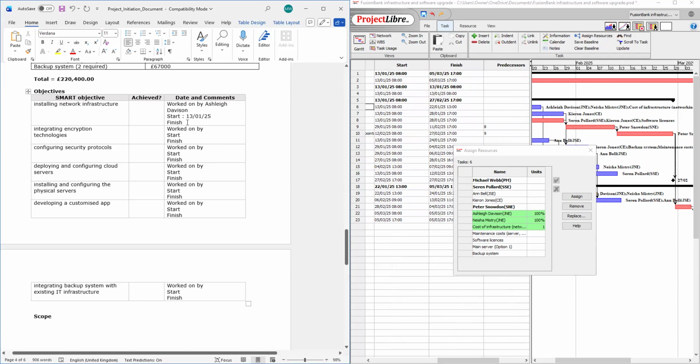And my finish date would be 22/1/25. Right? Then integration. Hold on. Ashley Davidson. Sorry. There are three people who worked on it. Ashley Davidson, Nisha Mystery.